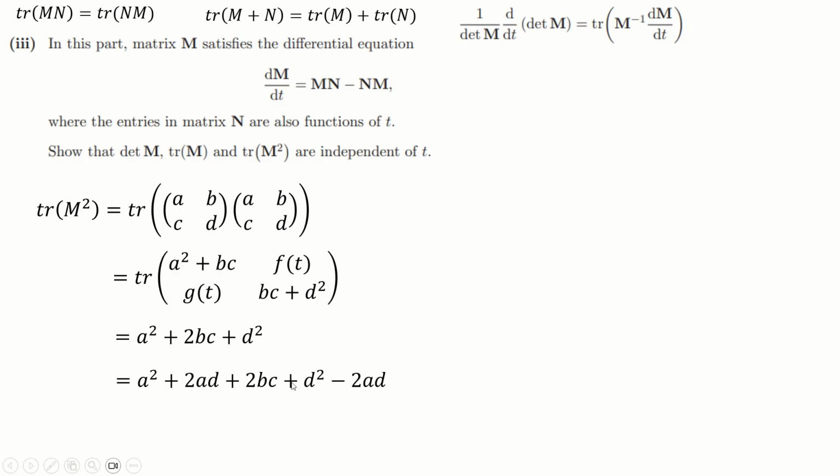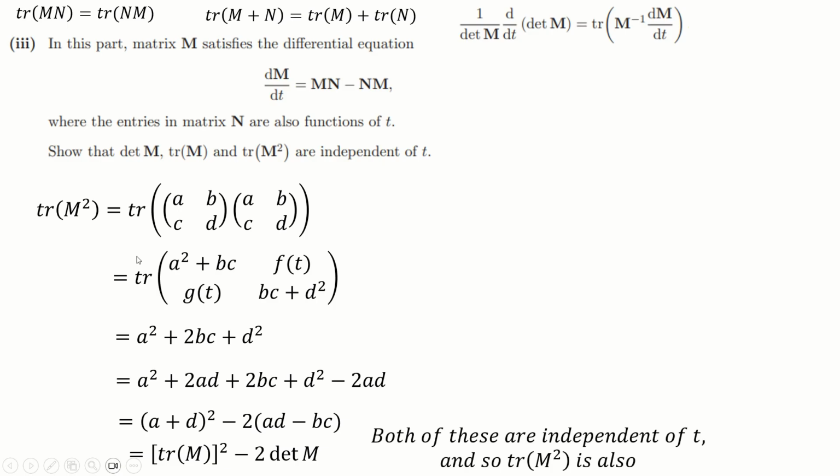And then these three terms are a plus d squared, and those two terms are minus the determinant, or minus two lots of the determinant. And since both of those two things are independent of t, when you combine them together in some linear fashion, you also make something independent of t. So therefore, we can argue that.